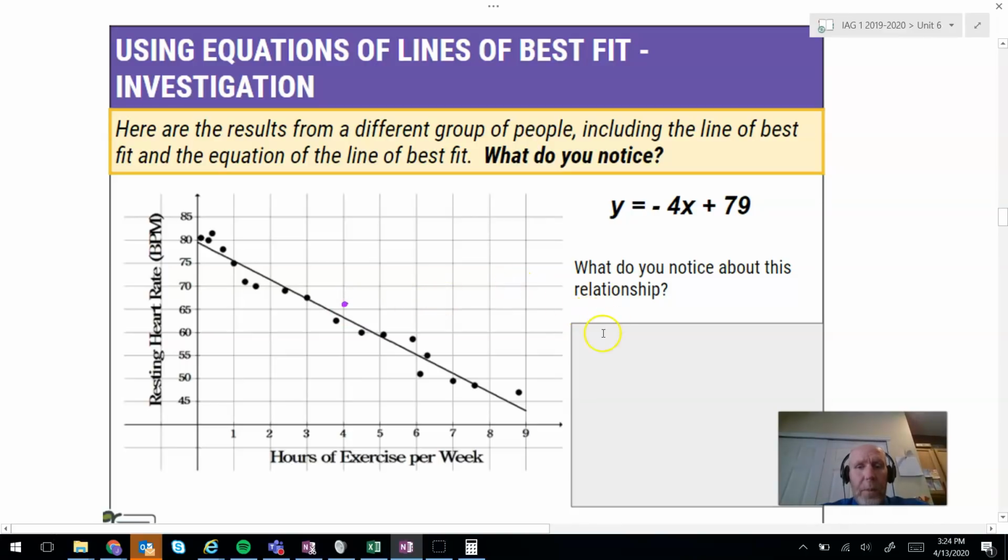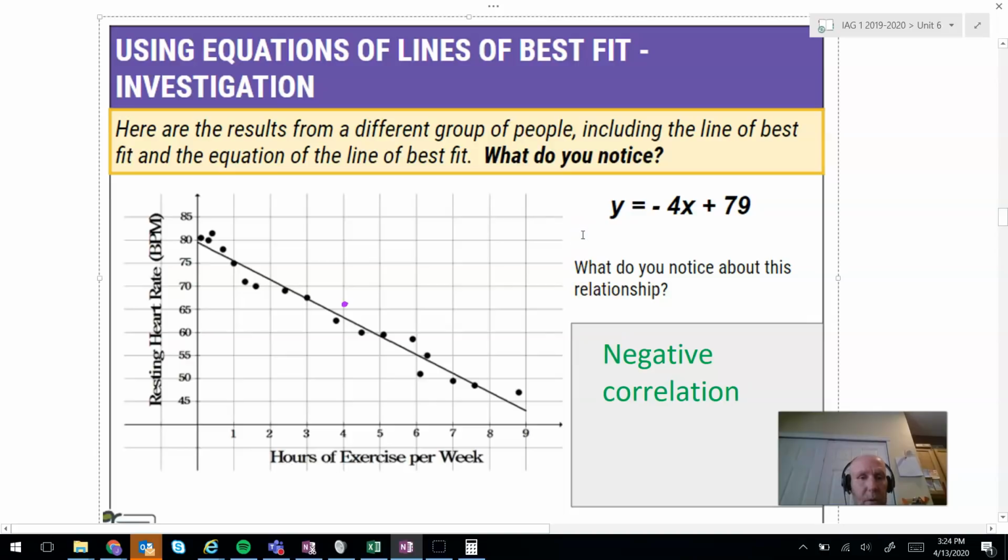But more importantly, what do you notice about the relationship that you see on this scatter plot? Go ahead and take just 10 seconds and type in the box. What do you notice about this relationship? Hopefully you notice that there is a negative correlation, or association. We see that as the number of hours of exercise increases every week, our resting heart rate decreases.